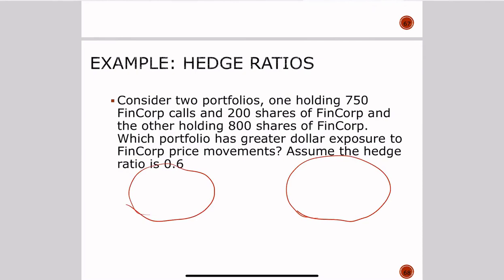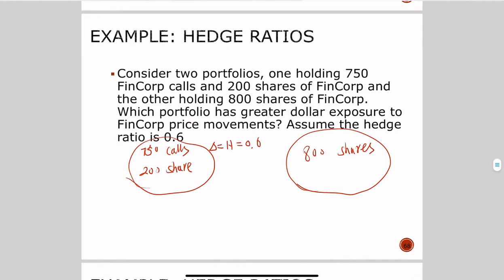For portfolio 1, you have 950 calls and 200 shares of stock. And for portfolio 2, you simply hold 800 shares. And we assume the hedge ratio here is 0.6. So delta or hedge ratio, they're 0.6. The question is, which portfolio has larger dollar exposure to the FinCorp price movement?